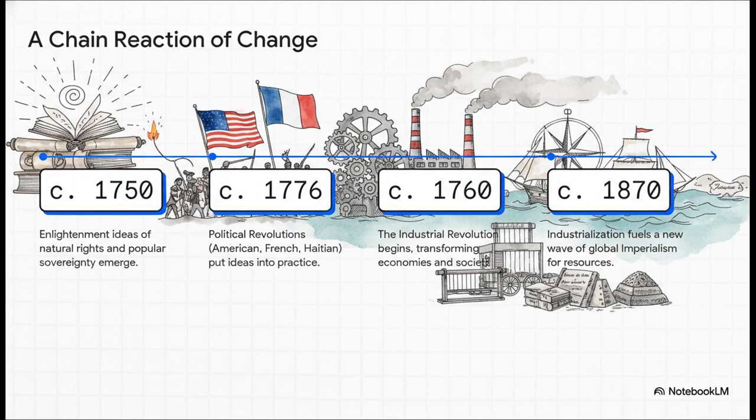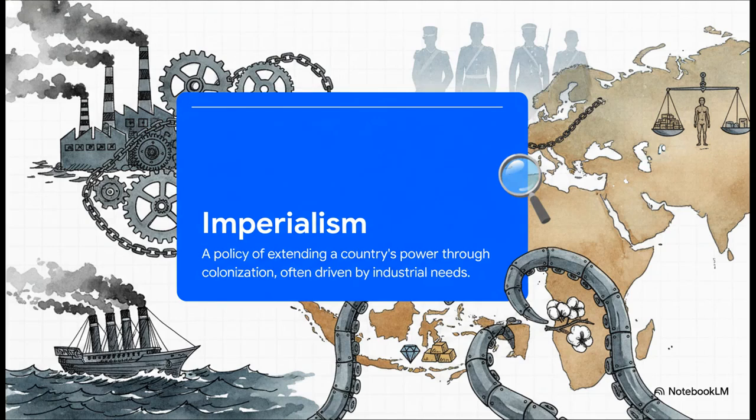Then those ideas catch fire and ignite political revolutions in America, France, Haiti. At the same time, a totally different kind of revolution, the Industrial Revolution, is transforming economies and creating this insatiable hunger for raw materials and new markets. And what was the major consequence of that industrial hunger?